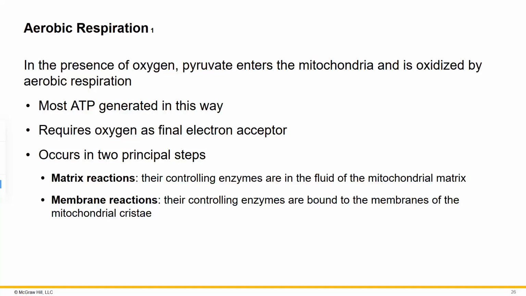In the presence of oxygen, pyruvate enters the mitochondria and is oxidized by aerobic respiration. The most ATP is generated in this way. It requires oxygen as a final electron acceptor. Sometimes you're going to see test questions that say, what's the terminal electron acceptor for aerobic respiration? It's oxygen. It occurs in two practical steps.